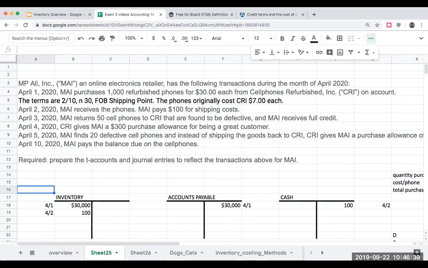So when I'm doing a return, I no longer hold that inventory. So on April 3rd, I'm going to be crediting my inventory for $1,500, and crediting accounts payable for $1,500. And why am I doing that? It's because once I return something, do I still owe them $30,000? And the answer is no. It's going to be $30,000 less $1,500.